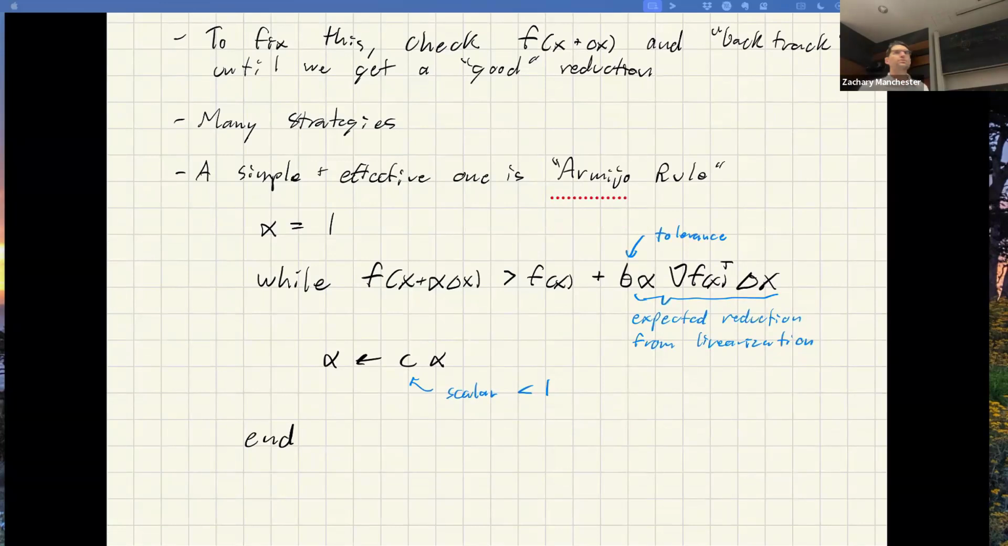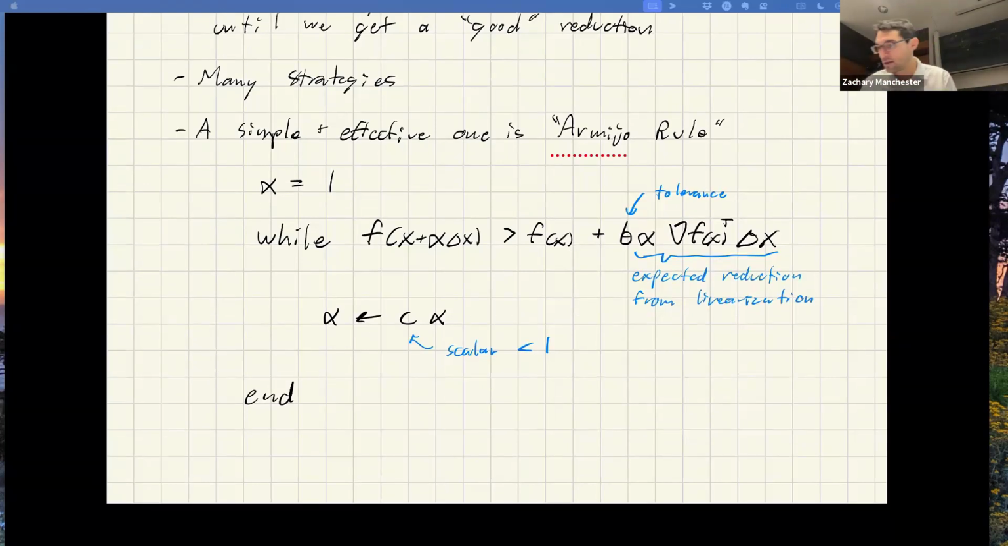The other cool thing about this that is common in practice is this is very easily parallelized. So you can basically parallelize this line search check over like a dozen alphas and check them in parallel and just pick the best one, which is a common thing to do in practice too.